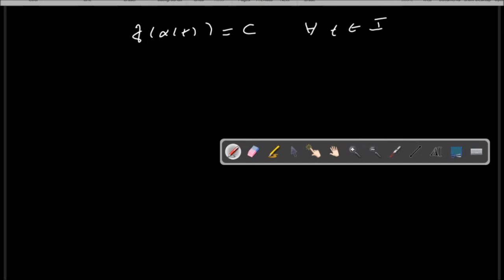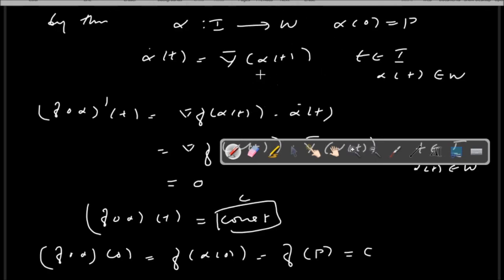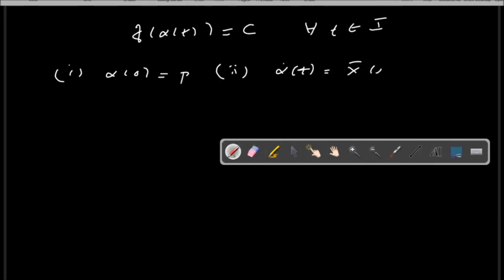So the first two parts are proved. The first is alpha of 0 equal to p, and the second part is alpha dot of t equal to y bar, and y bar and x bar are the same on your S. You can write x bar of alpha of t for alpha of t element of S. For t element of I, alpha of t is an element of S, so that means alpha will act as an integral curve for your x bar also.